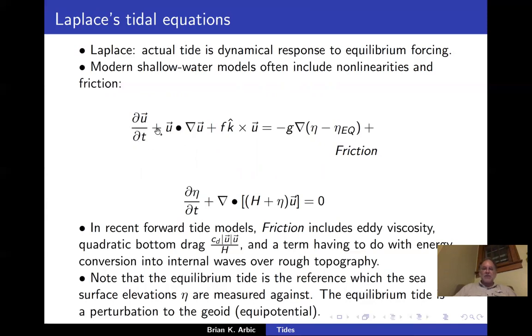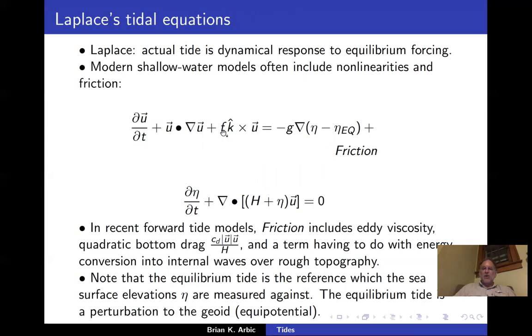That's this term, partial u, partial t. That's called the tendency term of velocity. And then this is called advection. Explaining that would take a while, but if you're interested, you can Google advection, fluid mechanics advection or something like that, or hopefully one of the other lectures will explain that.